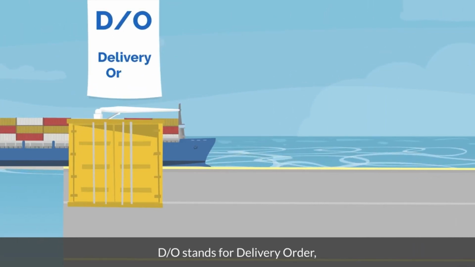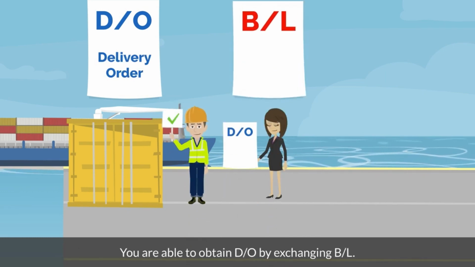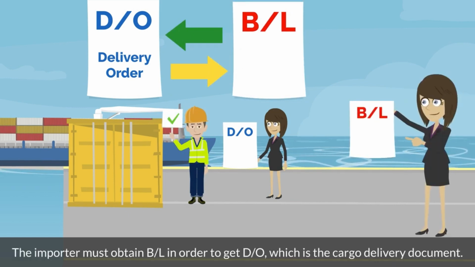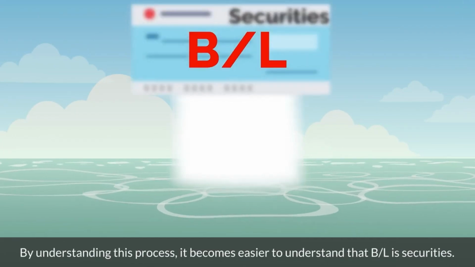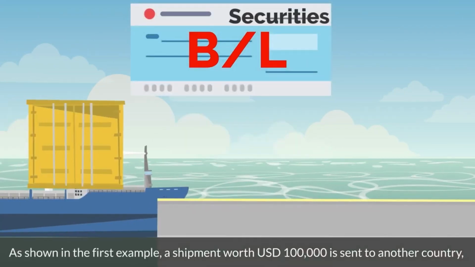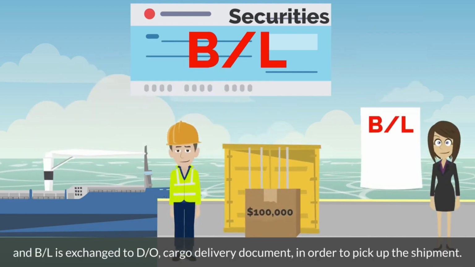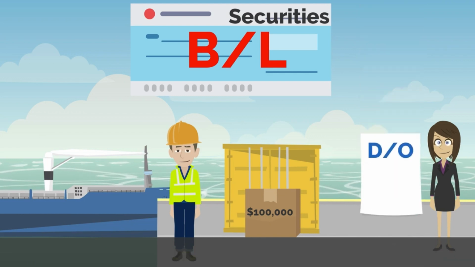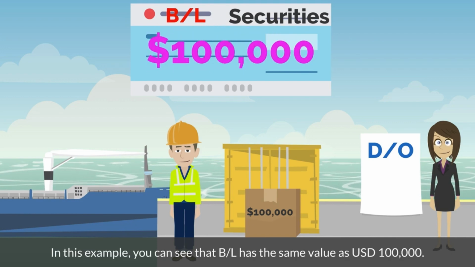DO stands for Delivery Order, which is the document that allows you to pick up your cargo at the port. You are able to obtain DO by exchanging BL. The importer must obtain BL in order to get DO, which is the cargo delivery document. By understanding this process, it becomes easier to understand that BL is securities. As shown in the first example, a shipment worth $100,000 is sent to another country, and BL is exchanged for DO, the cargo delivery document, in order to pick up the shipment. In this example, you can see that BL has the same value as $100,000.